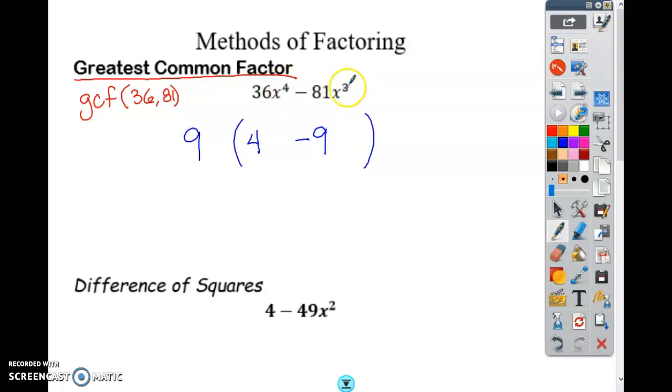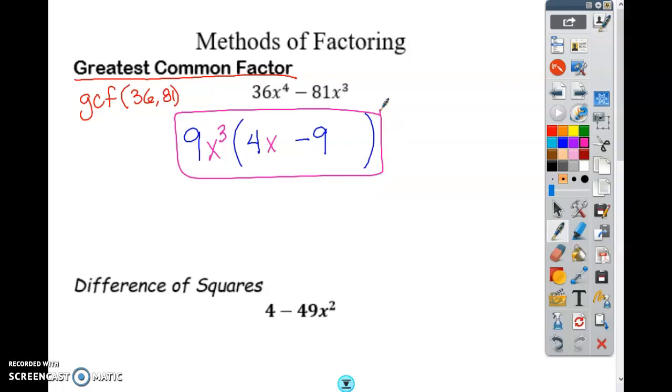But what about my x's? How many x's do they have in common, both of them? 3. That means I can take out 3 from this one, and I can take 3 out of this one. So I'm going to take 3 out from both this one and this one. If I take 3 out of here, how many do I have left? ¿Cuántas me quedan? No, if there's 4, I take 3 out, I have 1 left. Right here, 3, and I take 3 out, how many do I have left? 0, right? So this is your final answer.